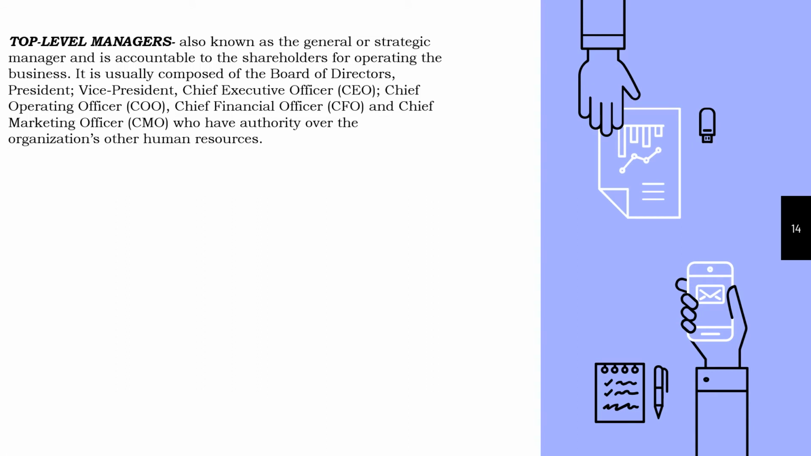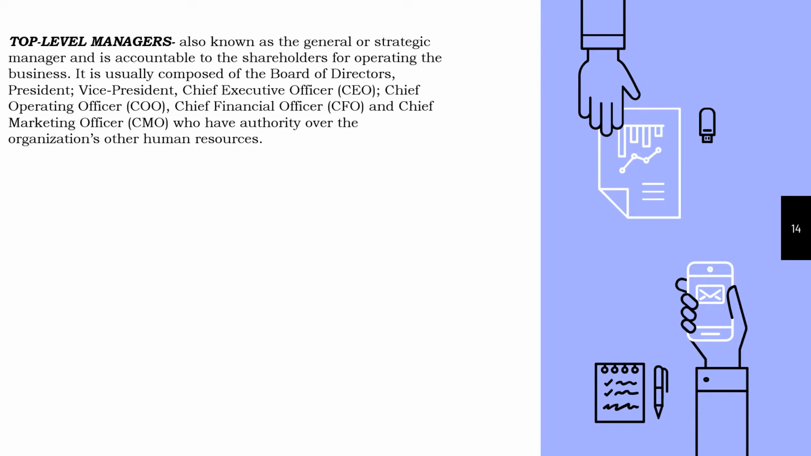So top level managers is also known as the general or strategic manager and is accountable to the shareholders for operating the business. It is usually composed of the board of directors, president, vice president, chief executive officer or CEO, chief operating officer or COO, chief financial officer or CFO, and chief marketing officer or CMO, who have authority over the organization's other human resources.